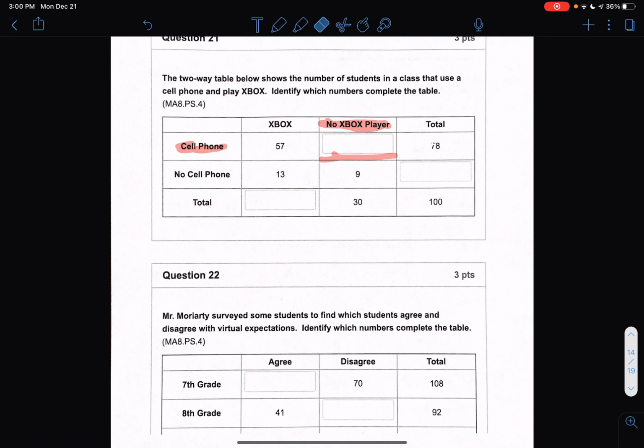Now, if I have a total of 78 students that own a cell phone, and out of that 78, 57 own an Xbox, what I have to do in order to figure out what my answer is going to be is I have to subtract 78 minus that 57, okay, which is going to give me 21.